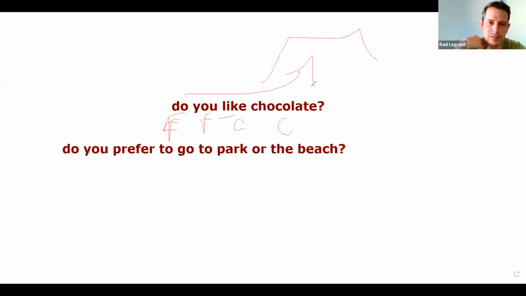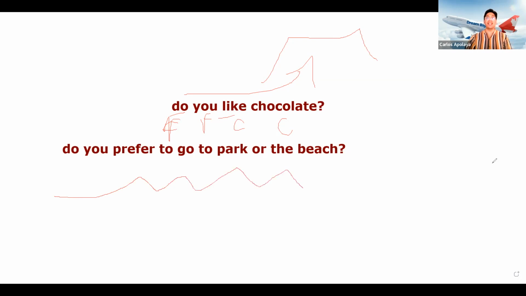So we say, how do you say? Do you like chocolate? Yes. Do you like chocolate? Aha. What day is it? What day is it? You see? Do you like chocolate? Aha. And what about this question? Do you prefer to go to the park or the beach?